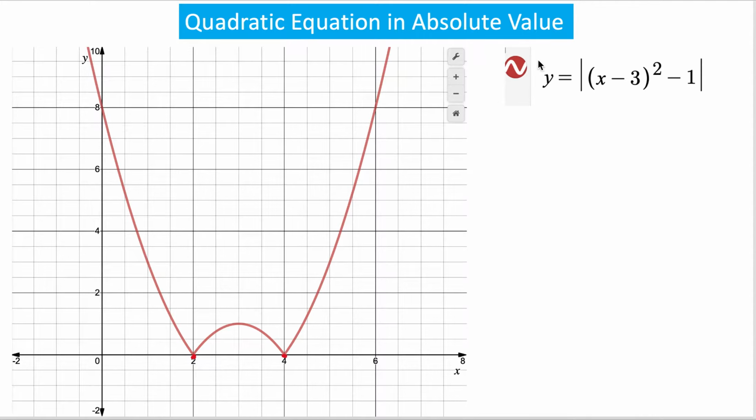in absolute value. So let's say we have an example, y is equal to the absolute value of x minus 3 squared minus 1. And we want to see how we can graph this equation. First of all, let me take the absolute value here. Let's say we have x minus 3, so I'm writing it the way it is.